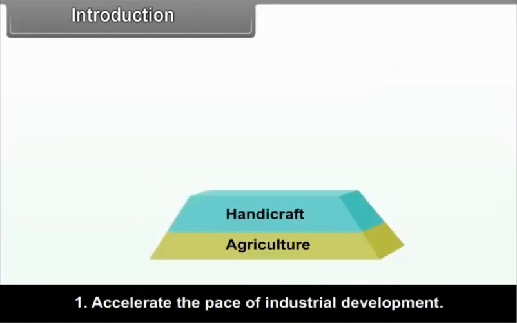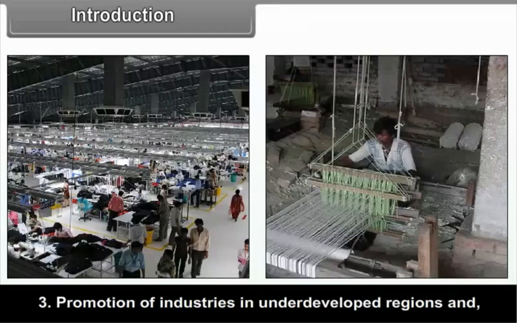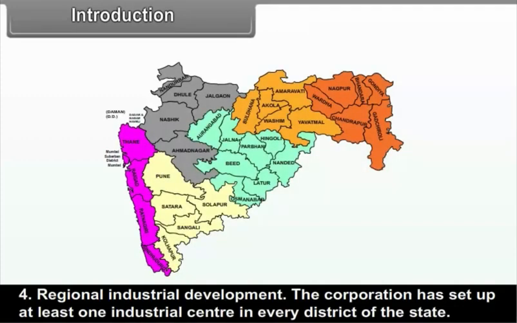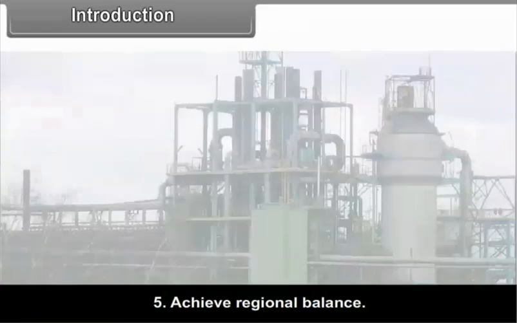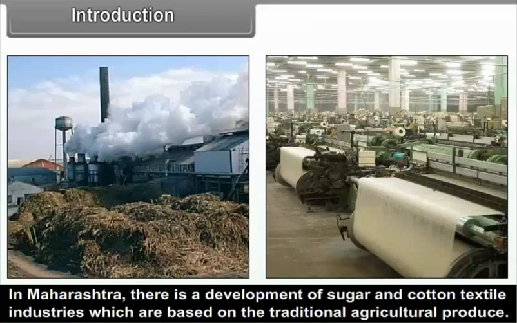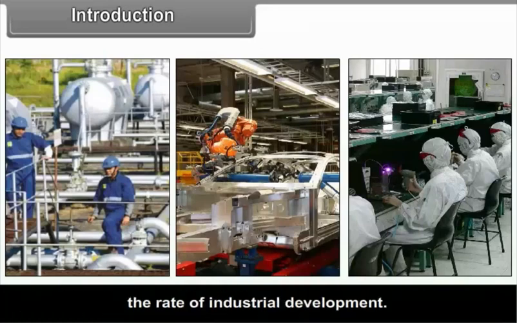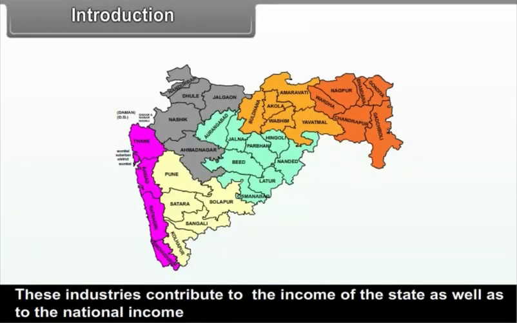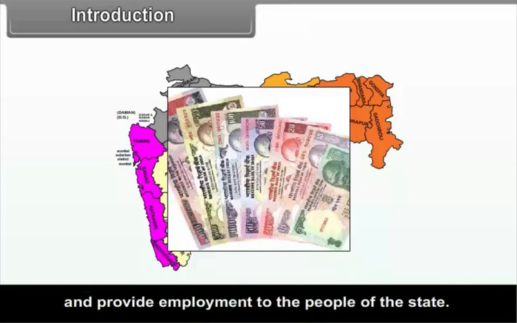to accelerate the pace of industrial development, provide infrastructural facilities, promotion of industries in underdeveloped regions, and regional industrial development. The corporation has set up at least one industrial center in every district of the state. Achieve regional balance. In Maharashtra, there is a development of sugar and cotton textile industries which are based on the traditional agricultural produce. Also, the growth of chemical industries, automobile industries, and electronic industries have accelerated the rate of industrial development. These industries contribute to the income of the state as well as to the national income and provide employment to the people of the state.